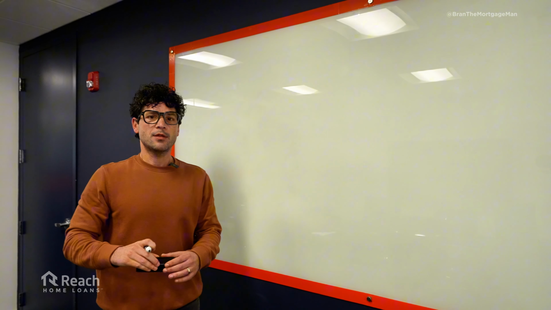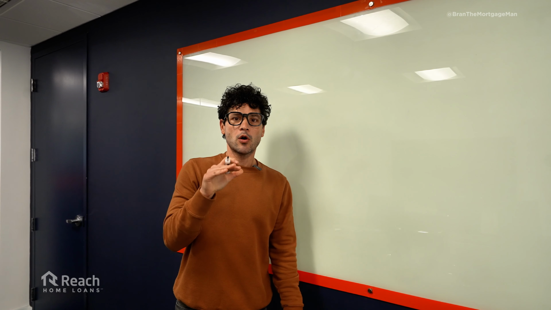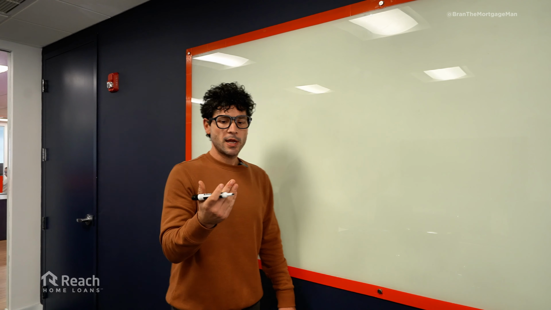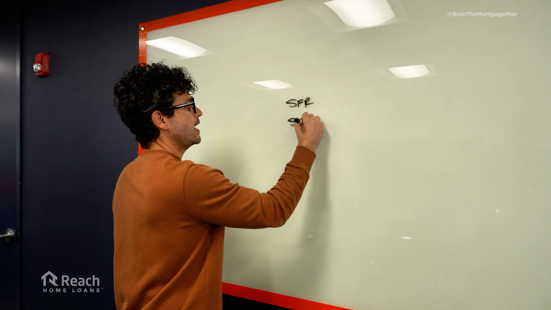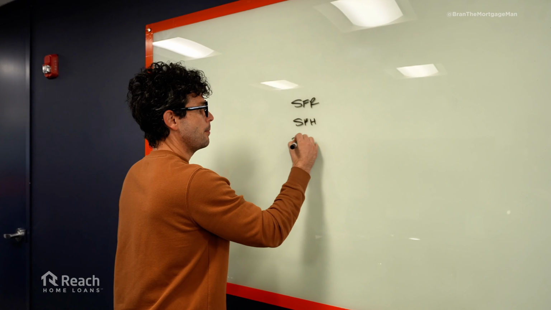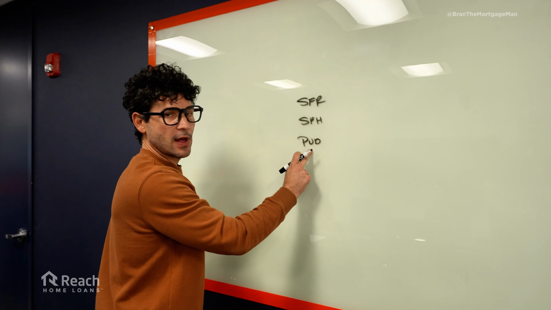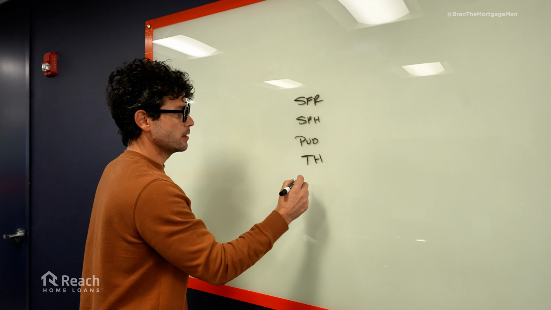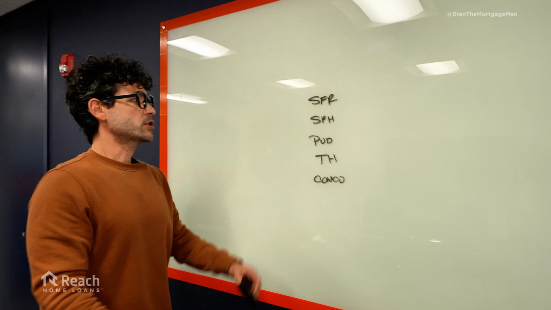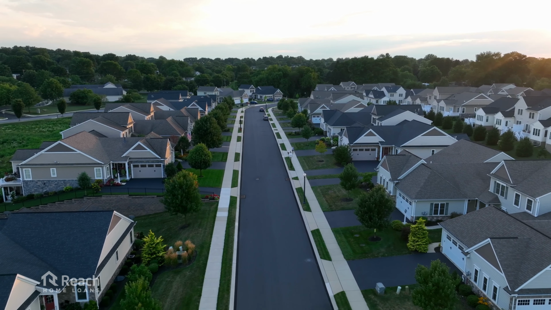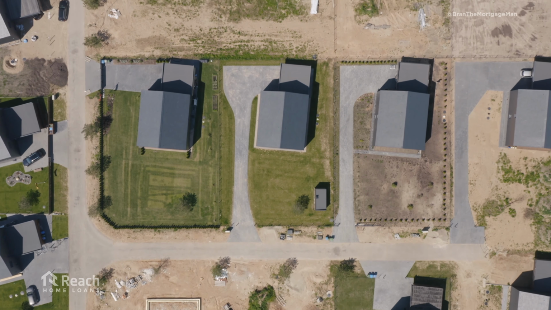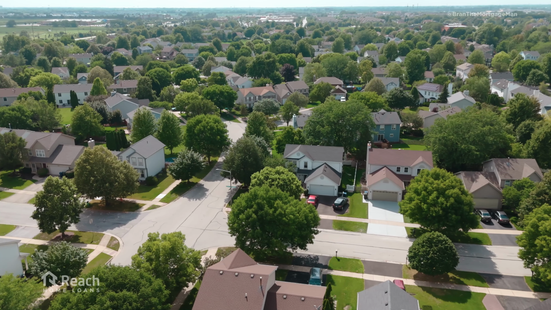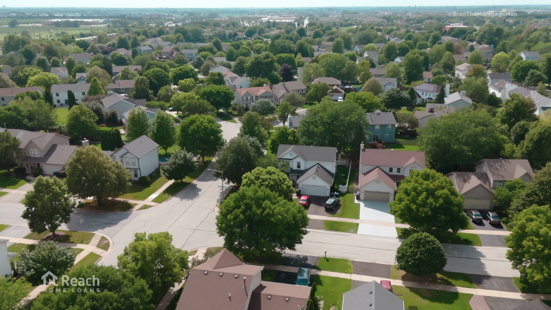Now, another thing that comes up often are property types, right? So you might hear someone say single family residence, SFR, or SFH, which is a single family home, or PUD, which is a planned unit development, a townhome, a condo. You're gonna hear these words. So a single family residence and single family home are the same thing. It's a freestanding home. Just think of a house, right? Just a regular house that's not attached on either side, no one above, no one below. It's just a house. That's a single family home.